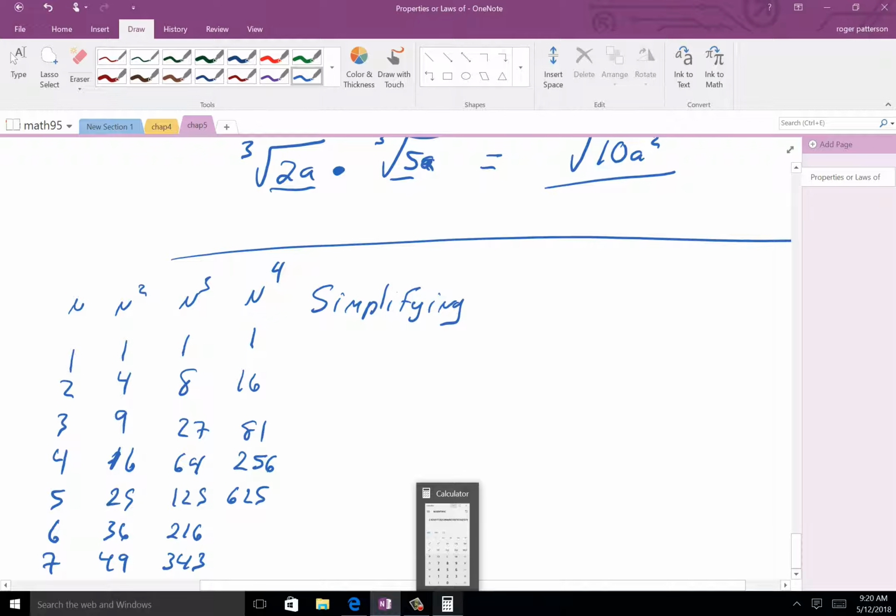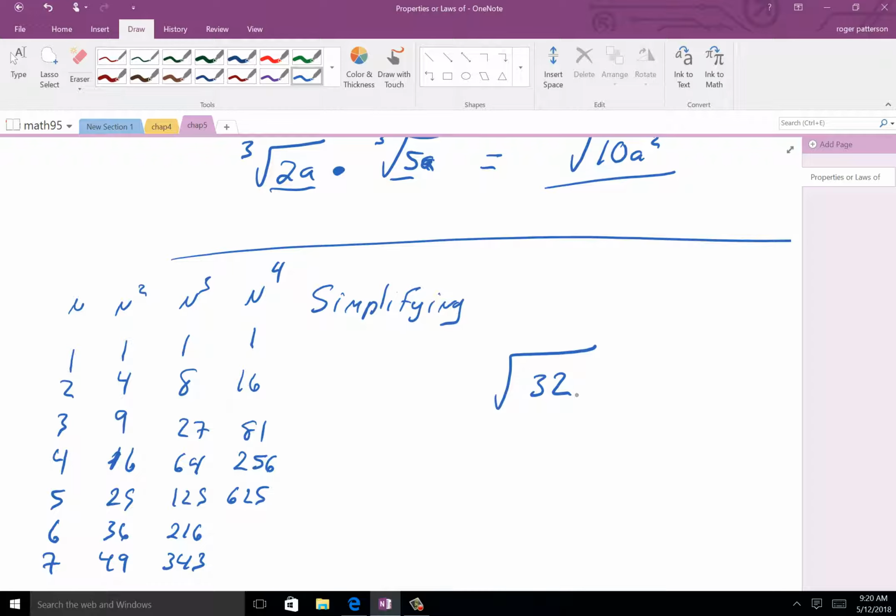Okay, but why do I need to know this when we're simplifying? Well, because we're going to take and simplify, all right, and it could be a square root, like in this case. We'll do the square root of 32. All right, and there's a difference between simplifying and evaluating. All right, so when you evaluate or calculate, you take your calculator and you go square root of 32, and it gives you a number. All right.